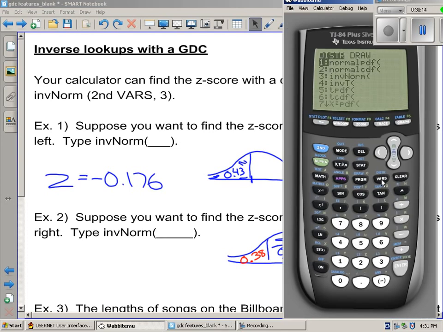Okay, I go second vars, inverse norm. Talking about an area of 0.38 to the left. Again, standard normal curve, so mean 0, standard deviation's 1. Run it through, and I get a z-score of negative 0.305.